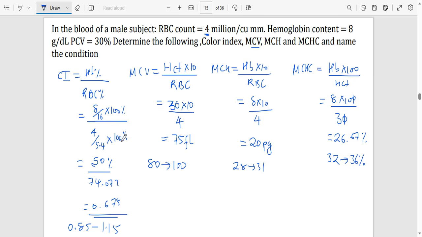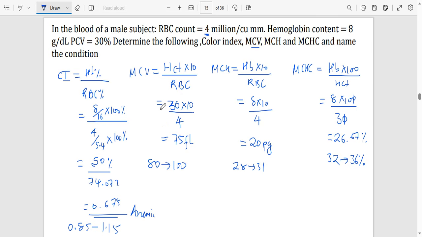So what condition is this? When you have the color index, is it within the normal range? You can see it is below, and we said if the color index is below the normal range, that is anemia. And the opposite of anemia is polycythemia. So if it was high, we could think of that.